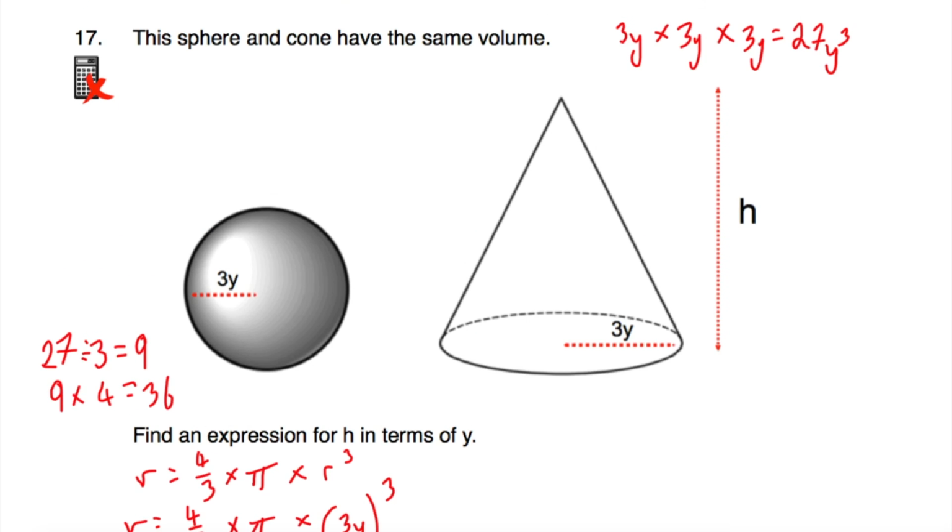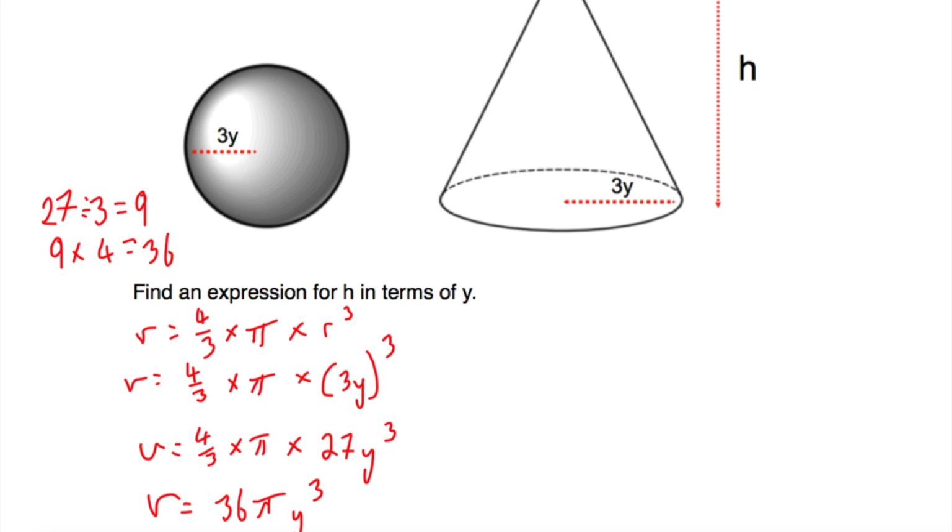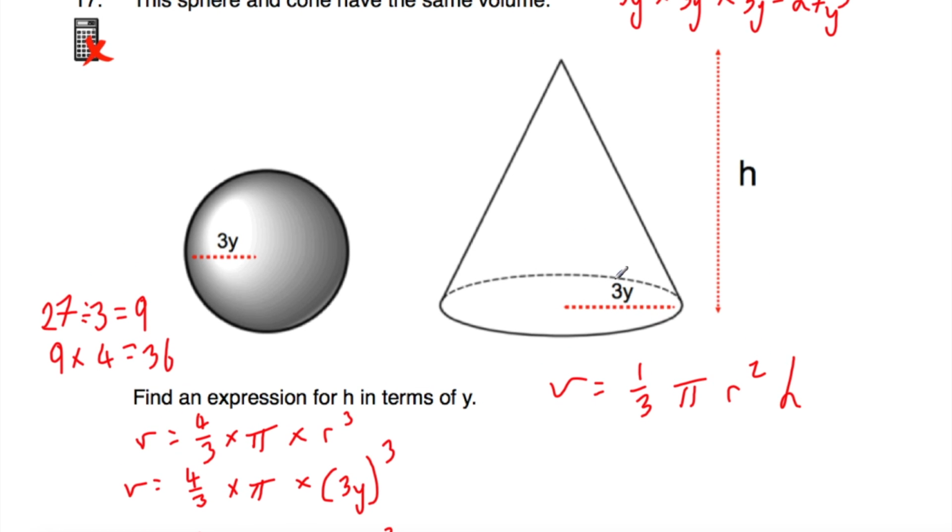Now if we go back to the question, it says they've got the same volume. So now let's find the volume of the cone. The volume of a cone is equal to 1/3 pi r squared h. So to find the volume of a cone, you do 1/3 the area of the base, the area of that circle on the bottom, multiplied by the perpendicular height, the height going straight from the bottom to the top of the cone.